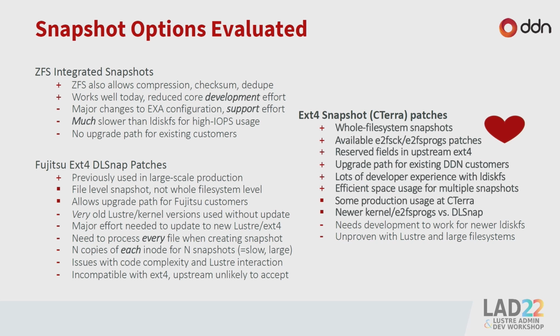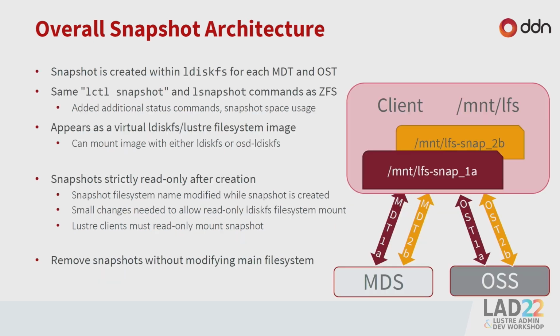But while the patches were against newer versions of ext4, they still did need some updates. The other area that ended up needing quite a bit of work was handling very large file systems. Originally the Cetera patches were only for file systems up to 16 terabytes, and that's not very practical for Lustre. But it looked like the best solution at the time, and so we based the snapshot work on that.